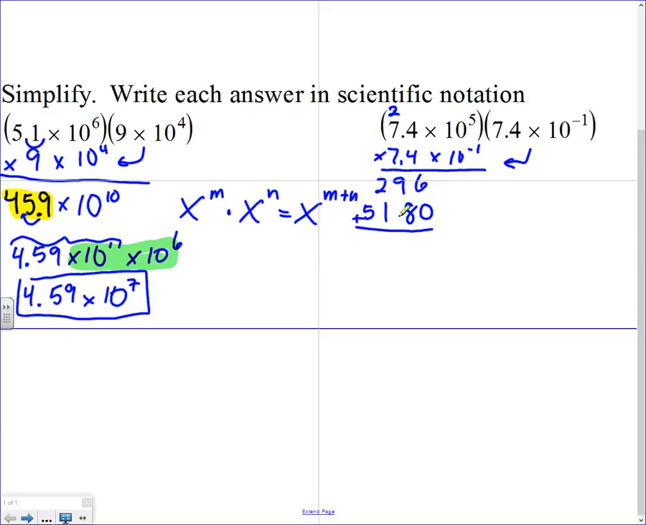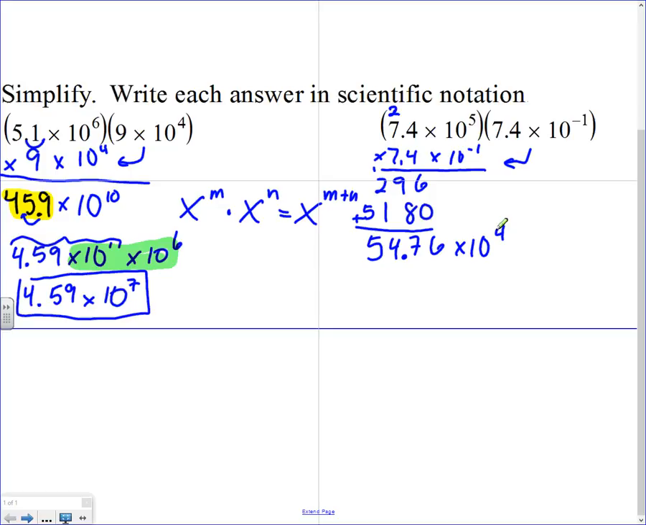Now add: 6 plus 0 is 6. 9 plus 8 is 17. 7 and carry your 1. 1 plus 2 plus 1 will be 4. And that'll be 5. Now the decimal goes 2 places to the right, so go 2 places in the opposite direction, 1, 2, so that'll be 54.76 times 10 to the, add the exponents, 5 plus -1 will give you 4.